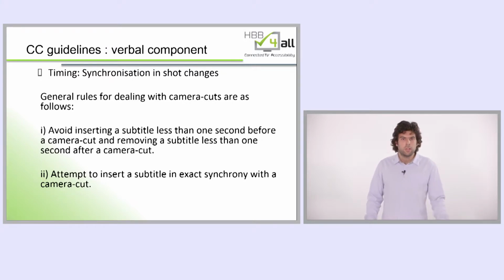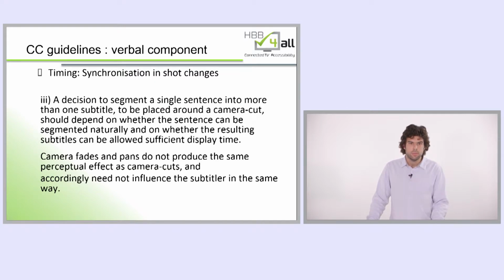General rules for dealing with camera cuts are as follows. Number 1, avoid inserting a subtitle less than 1 second before a camera cut and removing a subtitle less than 1 second after a camera cut. Number 2, attempt to insert a subtitle in exact synchrony with a camera cut. Number 3, a decision to segment a single sentence into more than one subtitle to be placed around the camera cut should depend on whether the sentence can be segmented naturally and on whether the resulting subtitles can be allowed sufficient display time. Camera fades and pans do not produce the same perceptual effect as camera cuts, and accordingly need not influence the subtitler in the same way.